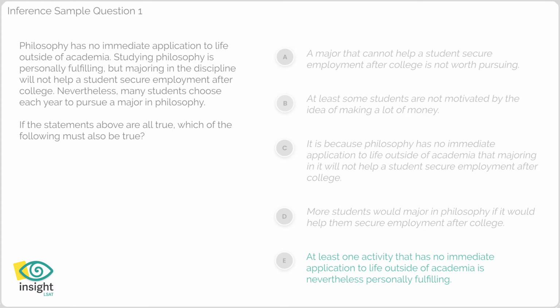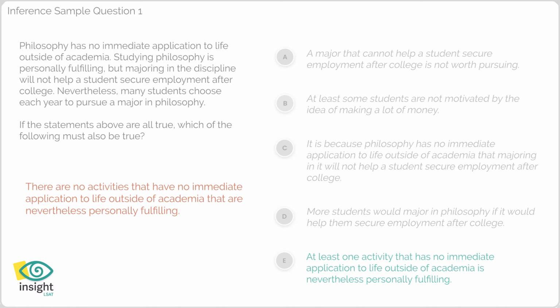Let's double check it using the more heavy-duty strategy. Remember, for a must-be-true inference, we can negate the answer choice and look for a contradiction. This is one of those trickier negations because of the quantitative language, at least one. If you recall from last time in lesson 4, when we negate some, we get none. So the negation of this answer choice is something like, there are no activities that have no immediate application to life outside of academia that are nevertheless personally fulfilling.